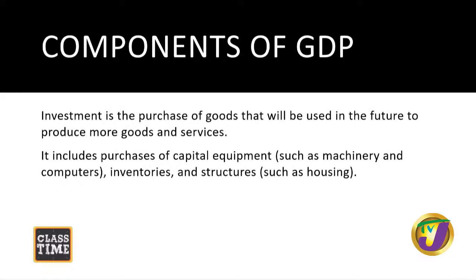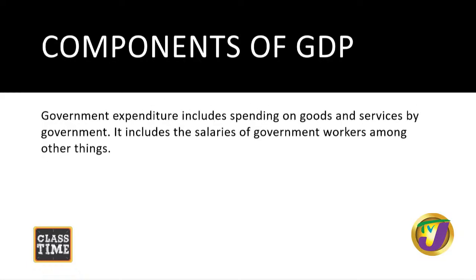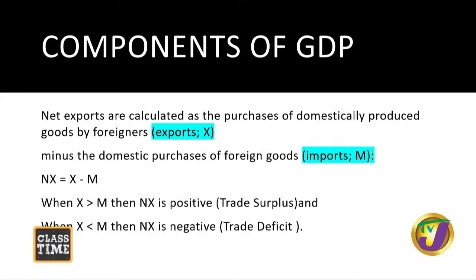Investment typically looks at purchases of goods that will be used in the future to produce more goods, so it's wealth used to create further wealth, such as machines, computers, inventory, and structures such as housing. And government expenditure, I mentioned before, does not include welfare payments, but it would include things like salaries for government employees. Then there is net exports, which consists of making adjustments for exports and imports.